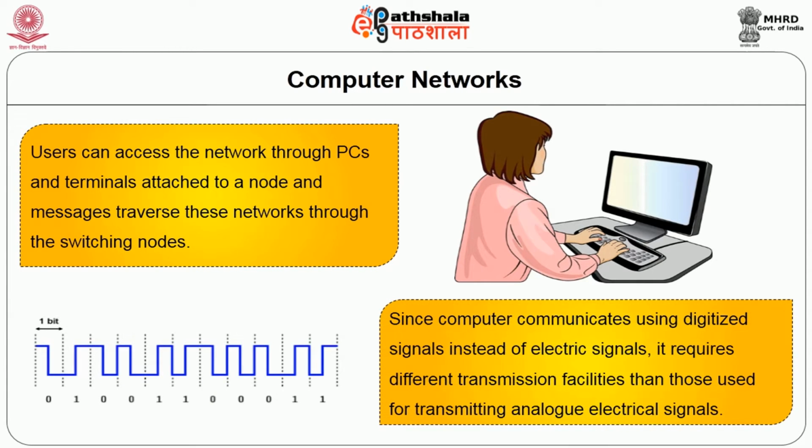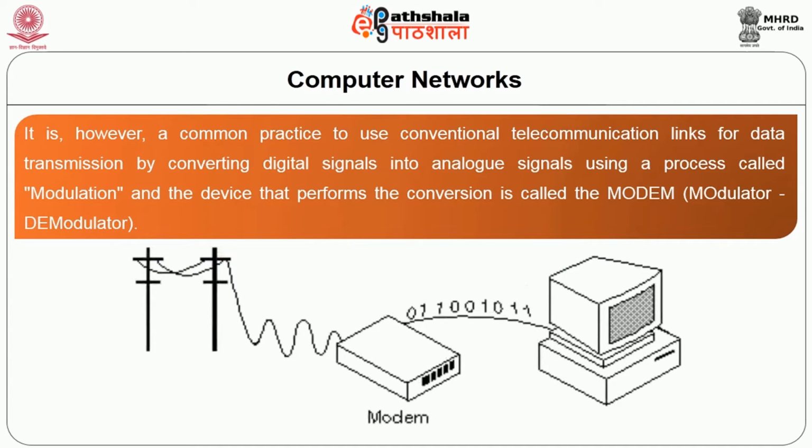Computers communicate using digitized signals instead of electric signals. It requires different transmission facilities than those used for transmitting analog electrical signals. However, a common practice is to use conventional telecommunication links for data transmission by converting digital signals into analog signals using a process called modulation, and the device that performs the conversion is called the modem, that is modulator and demodulator.